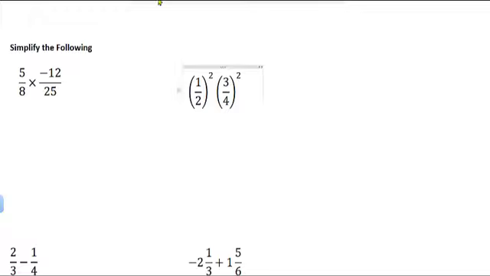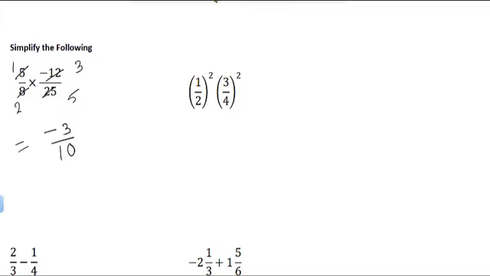Now here we simplify the following fractions. Same here, you can cancel this 5 and 25, and these 8 and 12 you can divide by 4. It is 5 times 1 and this is 5 times 5. So 8 is divisible by 4: 4 times 2, and this 12, 4 times 3. So if you multiply the numerators, the answer will be minus 3, and 2 times 5, which is 10. So this is the simplest form.